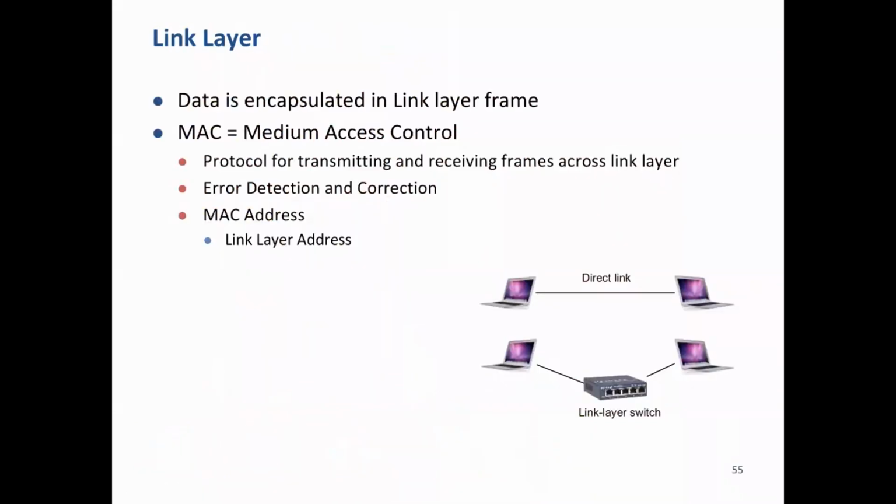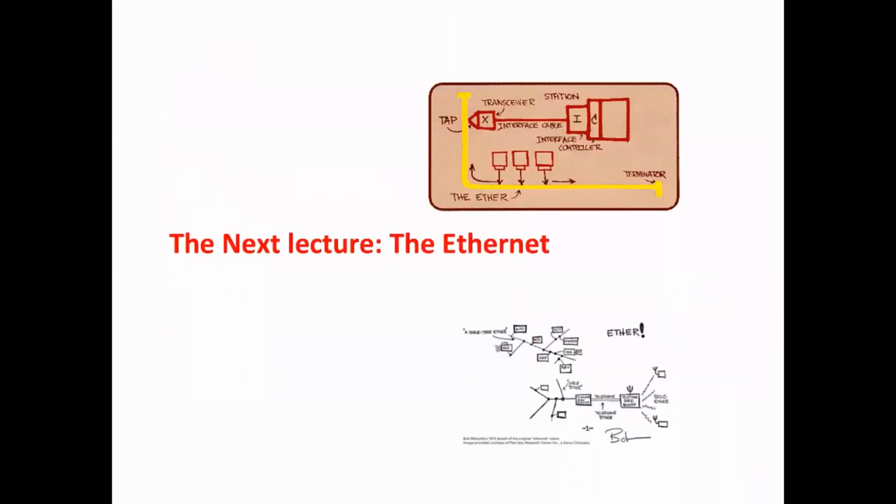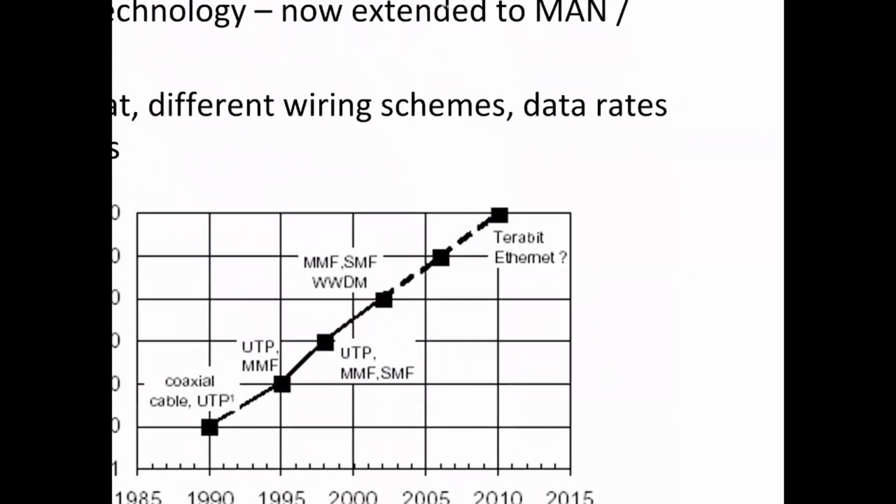or error correcting codes, and so on and so forth, right? All right. So link layer data is encapsulated in a link layer frame. Okay, and the protocol that we use is in general called medium access control. Okay, we'll come to this terminology when we study Ethernet. In the next lecture, we are going to look at Ethernet. Okay.